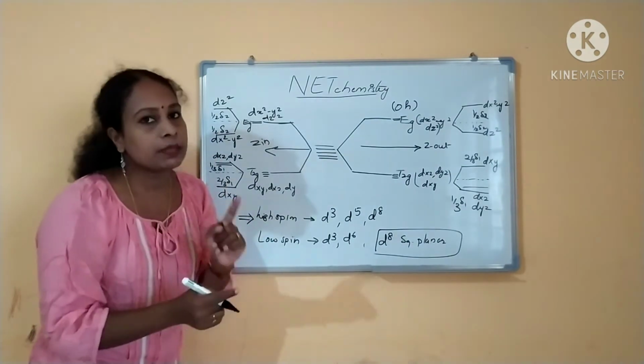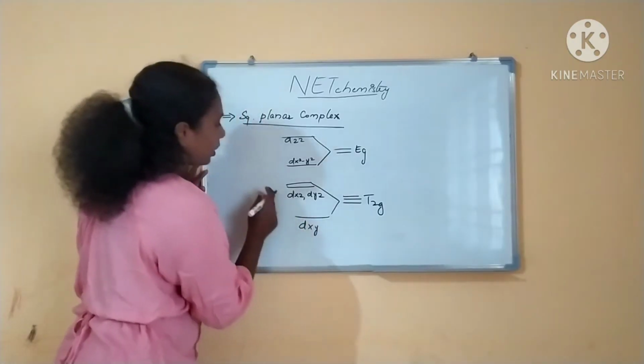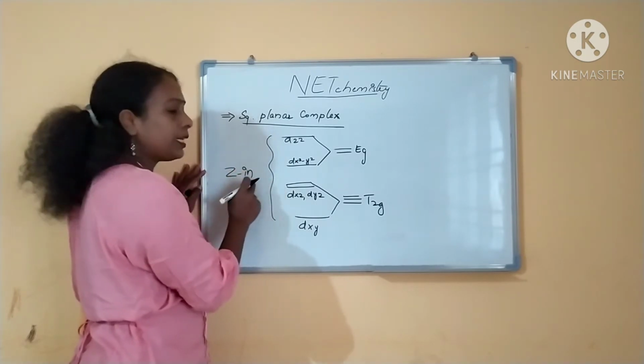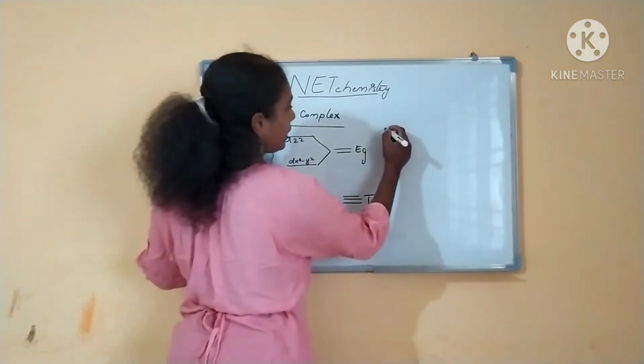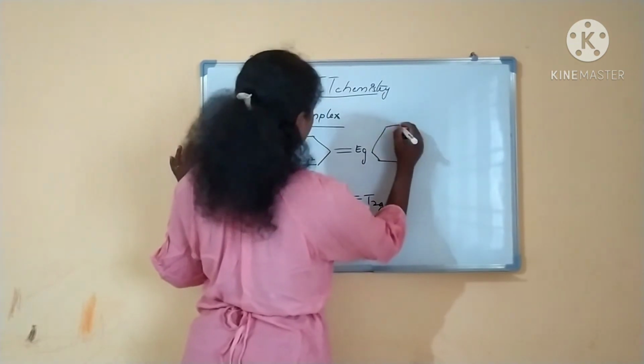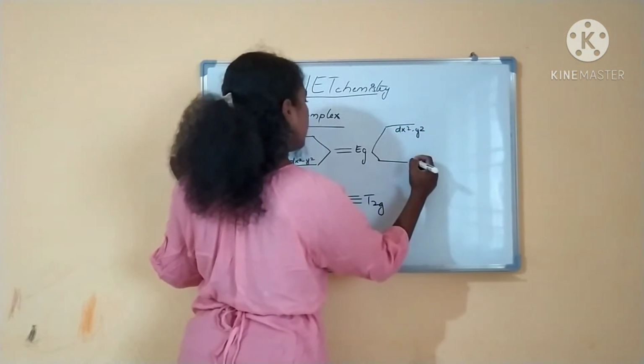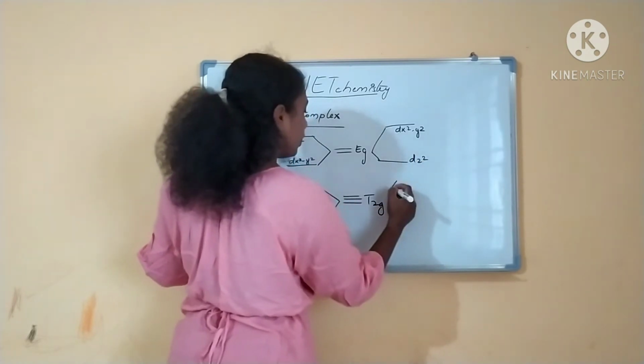Now we will see the splitting in the square planar complex. This is the Z in case, right? This is the Z in splitting, and the Z out splitting will be like this, right? dx square minus y square and dz square, right?